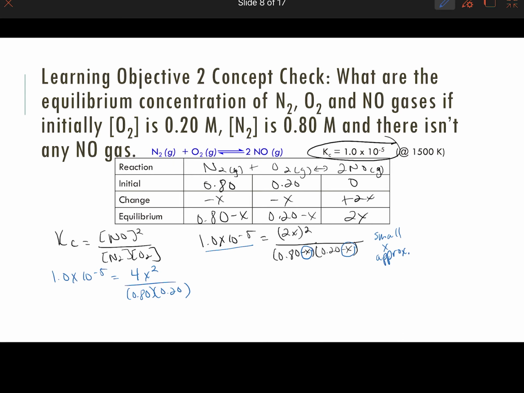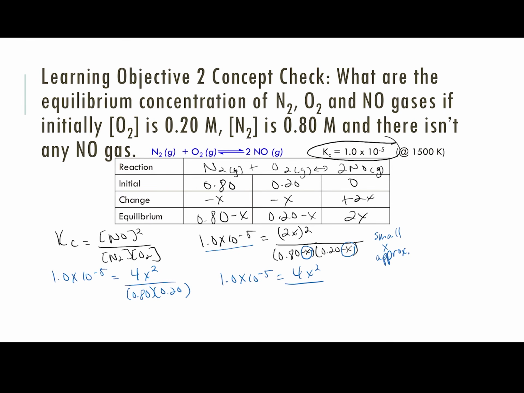And then let's do some math. We get 1.0 times 10 to the negative 5 is equal to 4x squared divided by 0.64. And then we're going to multiply both sides by 0.64, which gives us 6.4 times 10 to the negative 6 is equal to 4x squared. And then we're going to divide that value by 4 and then take the square root of it, and we get x is equal to 1.26 times 10 to the negative 3.